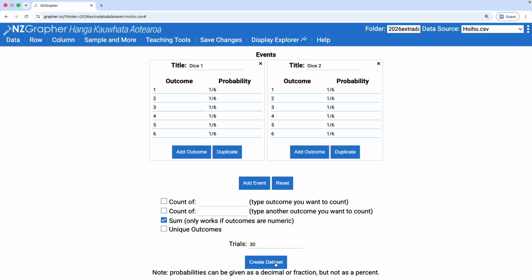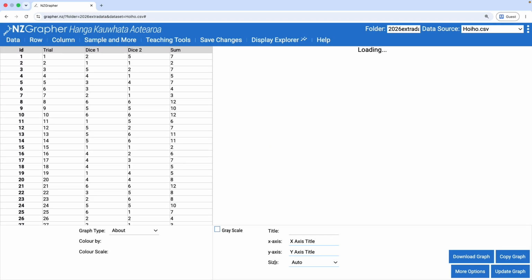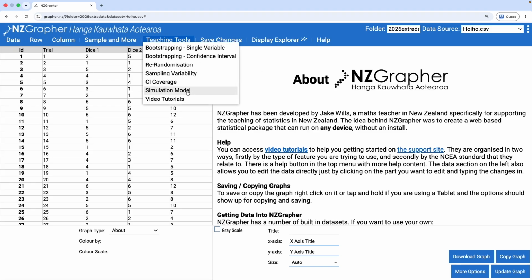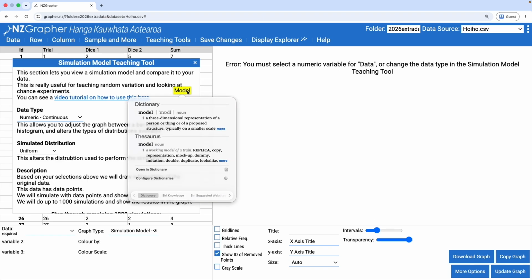So, once we've got that, we press Create Dataset, and it gives us our 30 trials, the number that we got on our first dice, the number we got on our second dice, and the sum of those 2 dice. What I'm going to do now is come into the teaching tools, and go into simulation model.